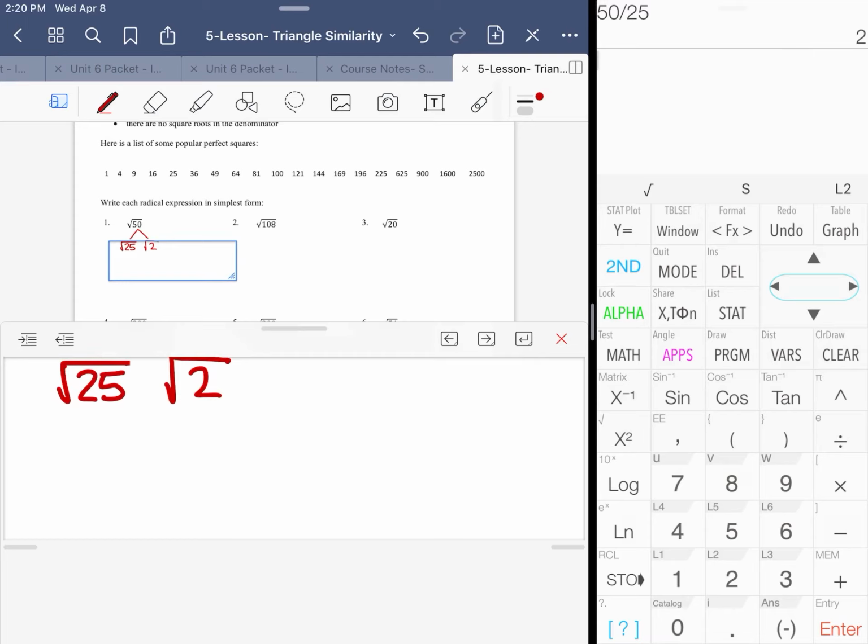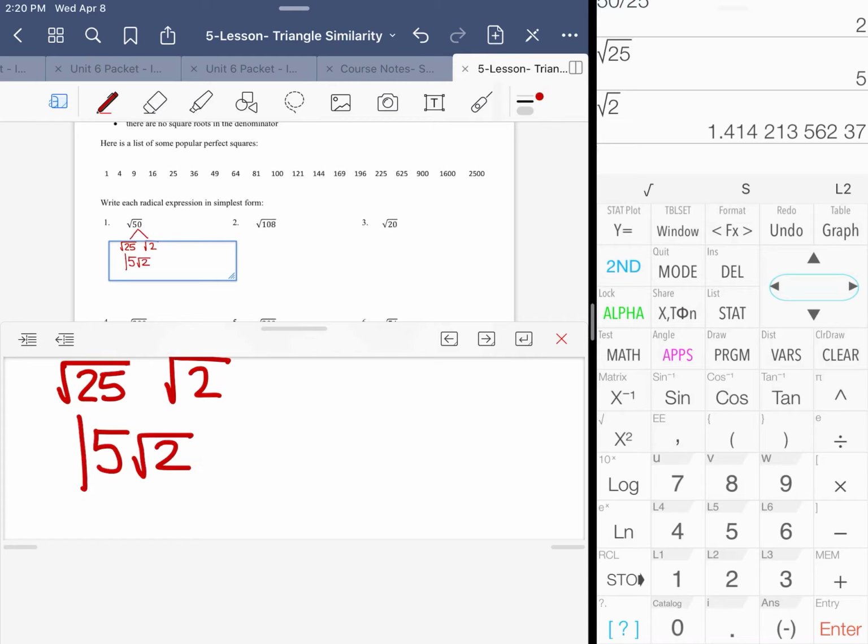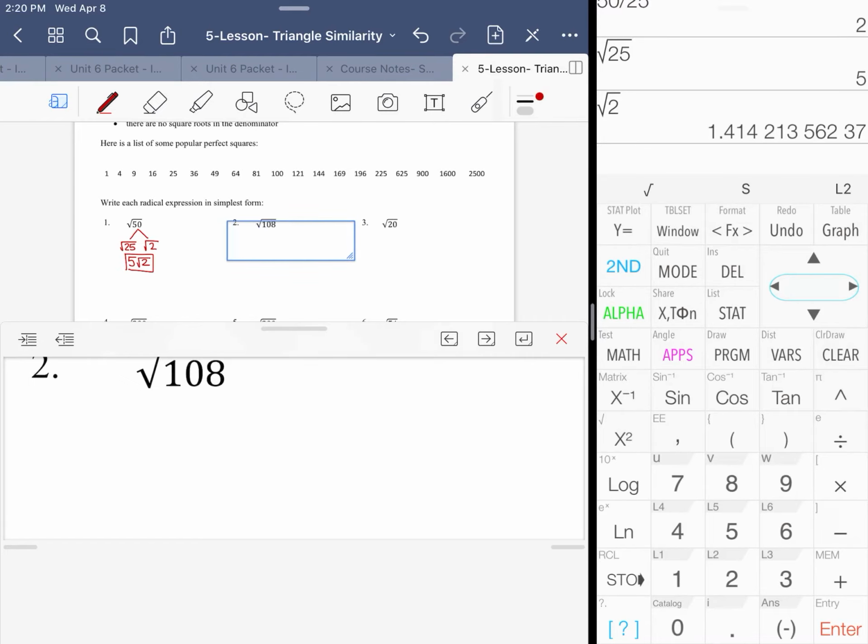Then I take the square root of 25, which is 5, and carry down that square root of 2. The square root of 2 I can't do anything with. It's a decimal value. I might look at my list again and ask whether there is a perfect square that could divide evenly into 2. Well, yes, 1, but that's the trivial case. It doesn't accomplish anything, because 2 divided by 1 is 2. It's not going to get me anywhere. So I'm just going to bring down that radical 2, and this is our final answer.